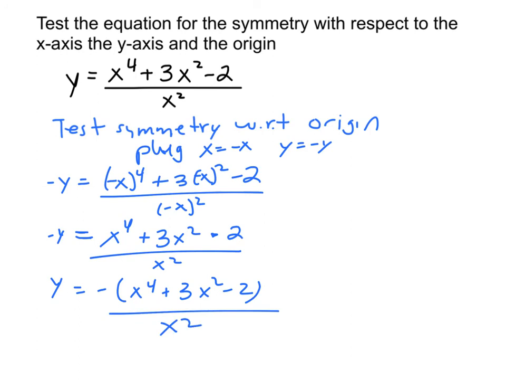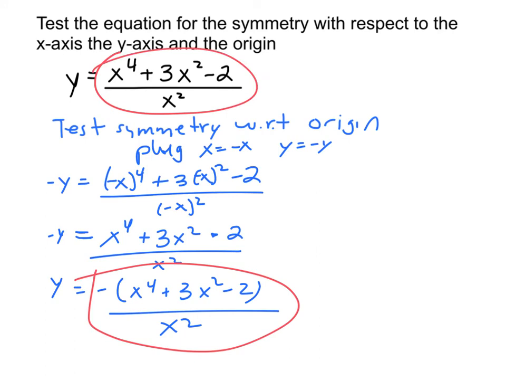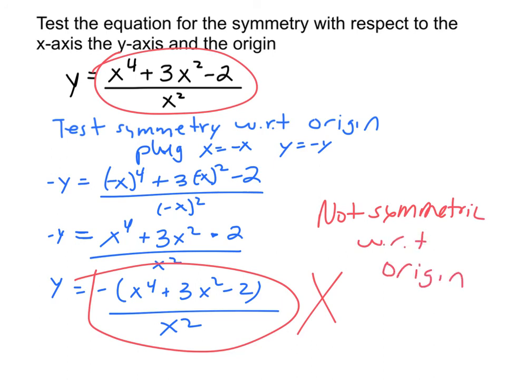Notice this is not the same as what we have up here, so these two y's are not equal, so this is not symmetric with respect to the origin. So the only symmetry in this equation is that it is symmetric with respect to the y-axis, and that's it.